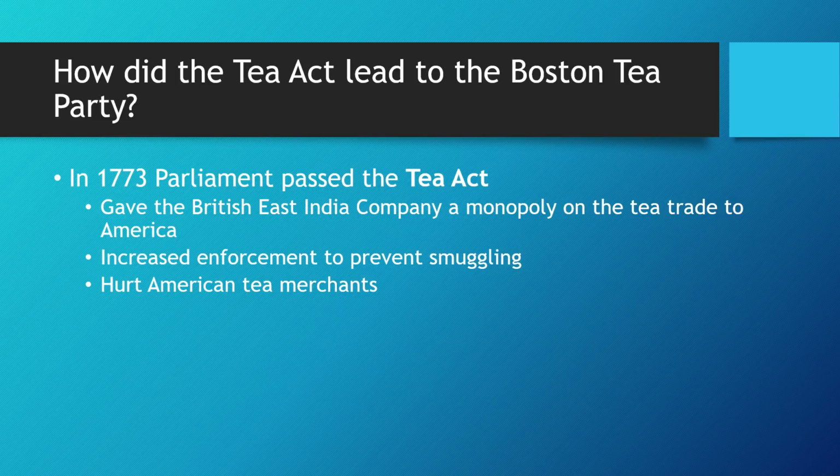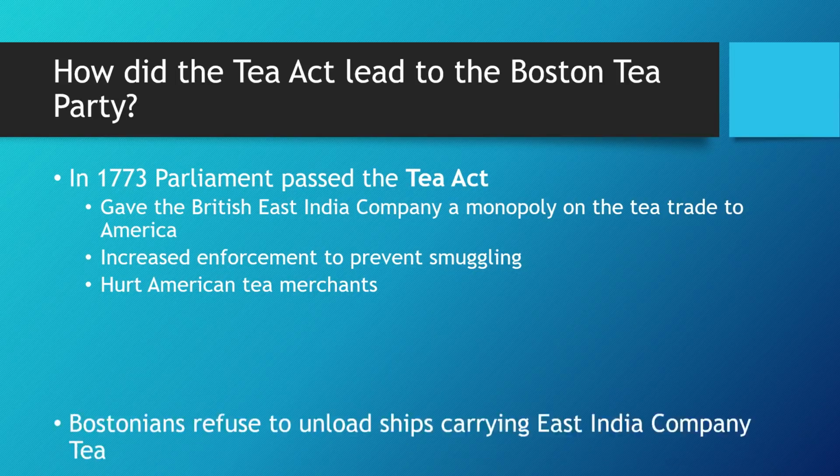the Tea Act. In 1773, Parliament passed the Tea Act. It gave one company, the British East India Company, a monopoly on the tea trade to America. A monopoly is when one company controls all the business and there is no price competition. The law also increased enforcement to prevent smuggling of other types of tea. All this hurt American merchants, many of which were members of the Sons of Liberty.